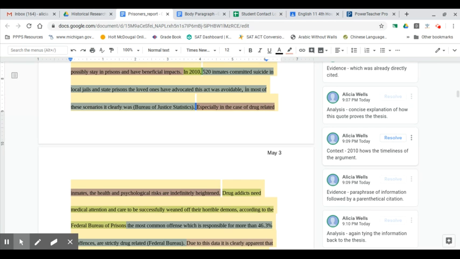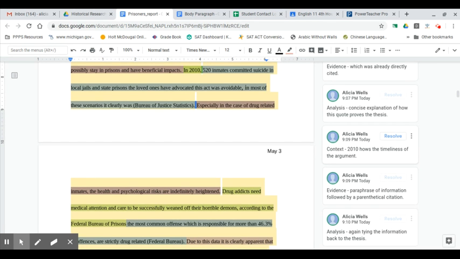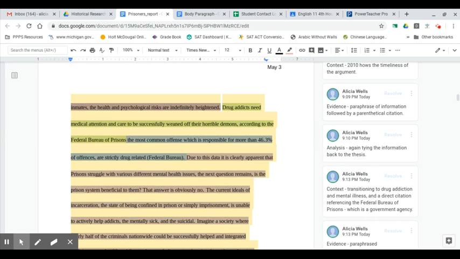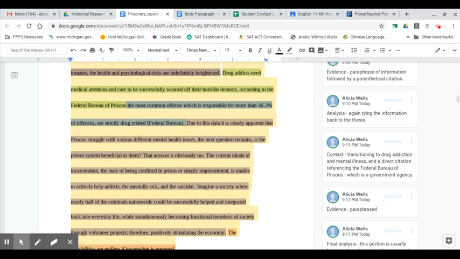She didn't feel the need to have a direct quote. She instead paraphrased the information, which is coming from the Bureau of Justice Statistics, which is a government agency. Then she analyzes it, especially in the case of drug-related inmates, the health and psychological risks are indefinitely heightened. Then she's going to set the context, integrate evidence, and do a final analysis.